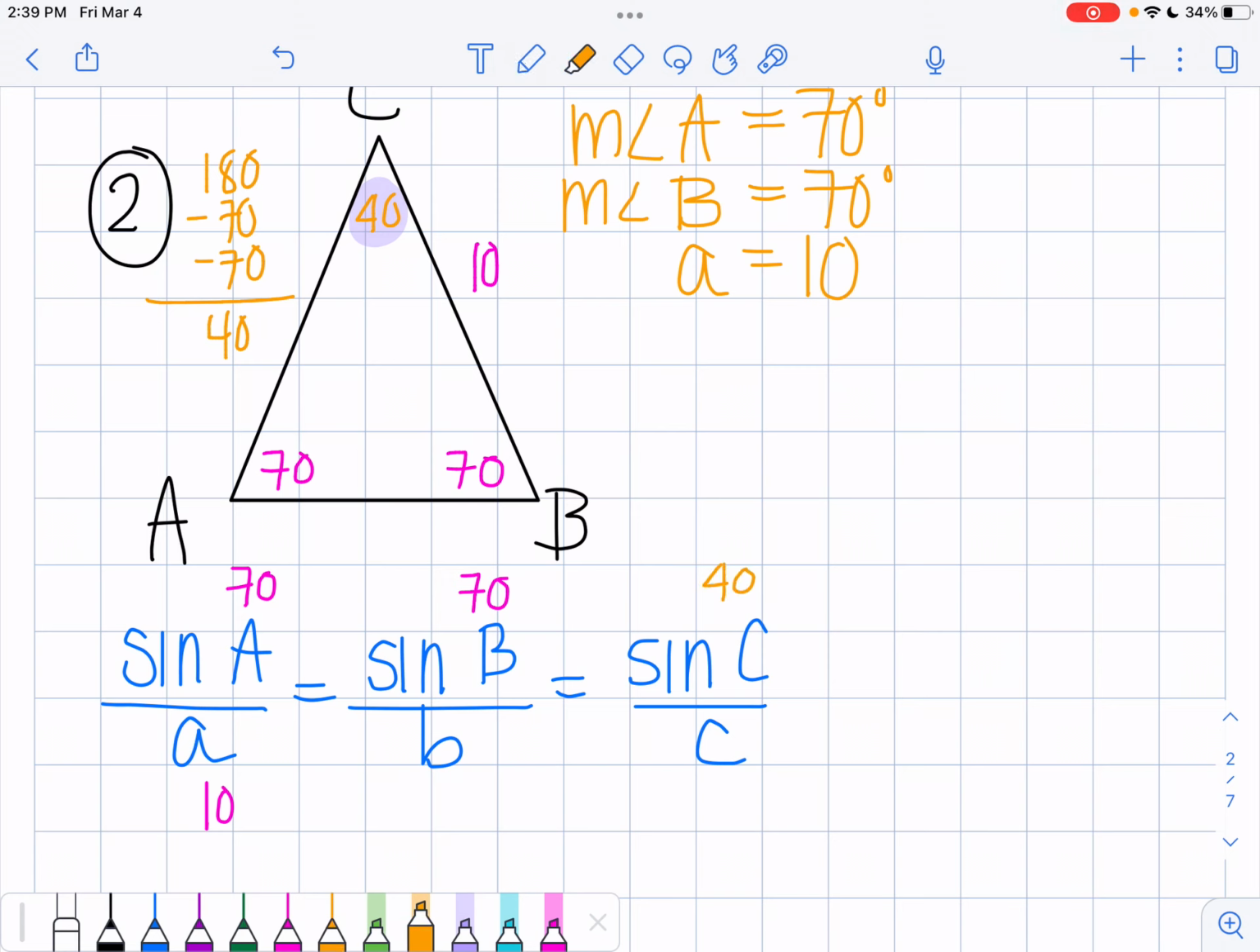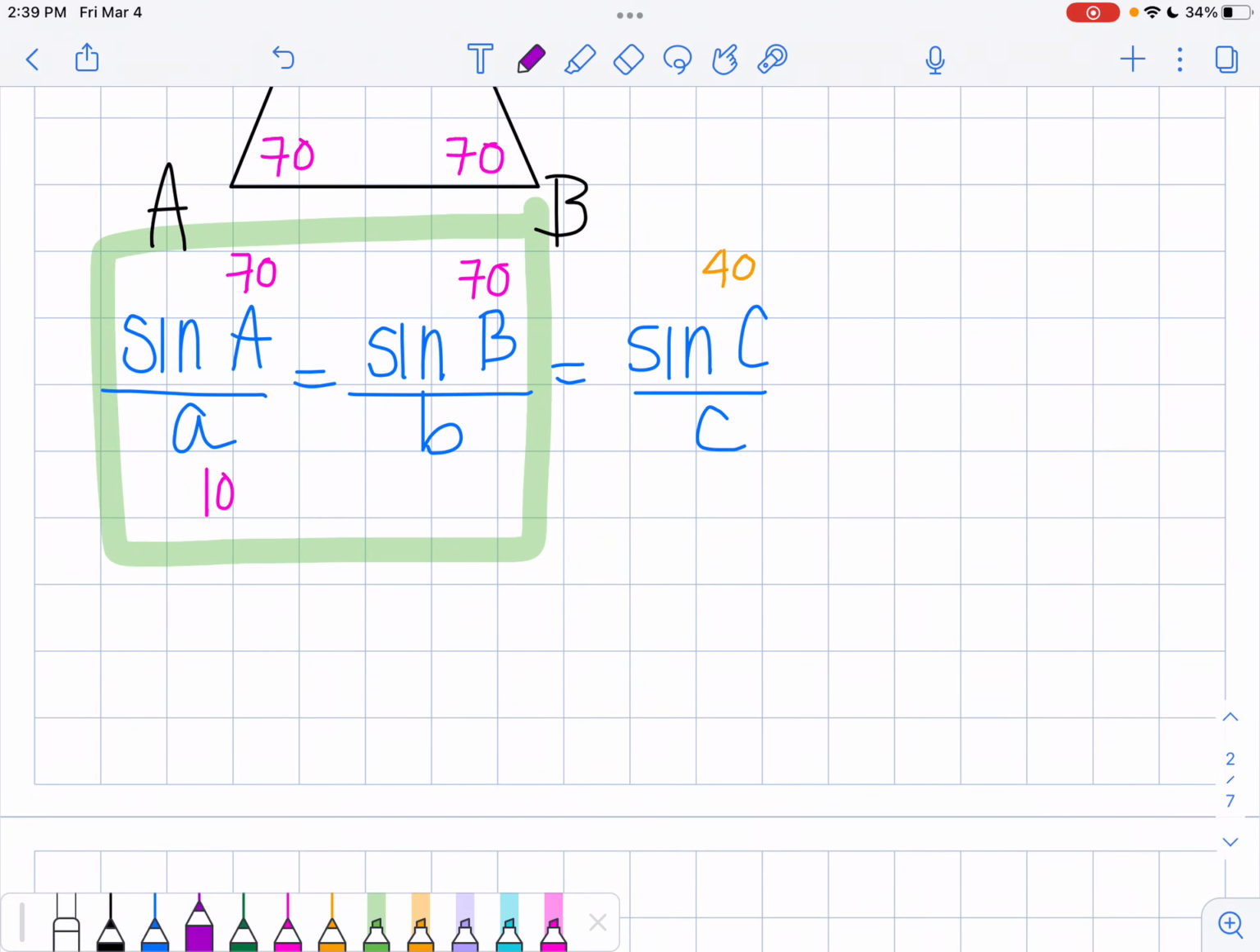And we'll solve these two first. Actually, let's draw it this way. I'm going to use these two to find my side B. So we'll write this up here. We're going to say that the sine of 70 over 10 is equal to the sine of 70 over the b.